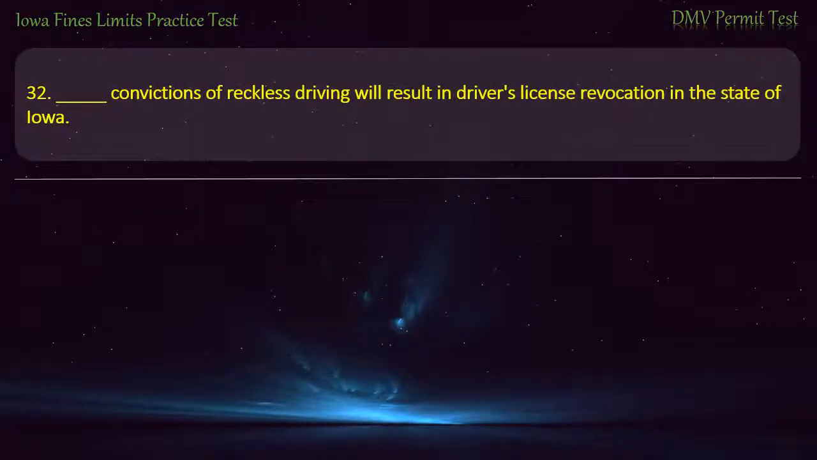Question 32. Convictions of reckless driving will result in driver's license revocation in the state of Iowa. 5. 4. 3. 2. Answer: 2.